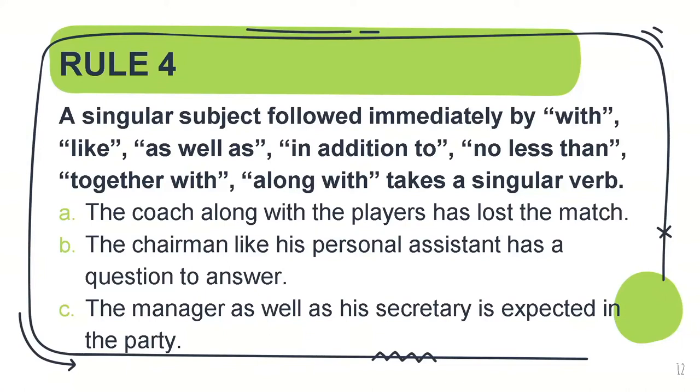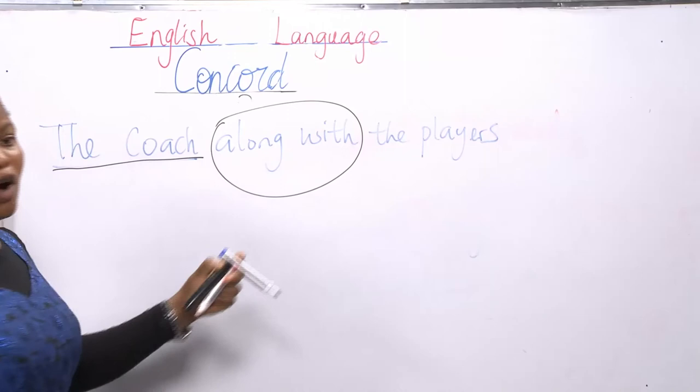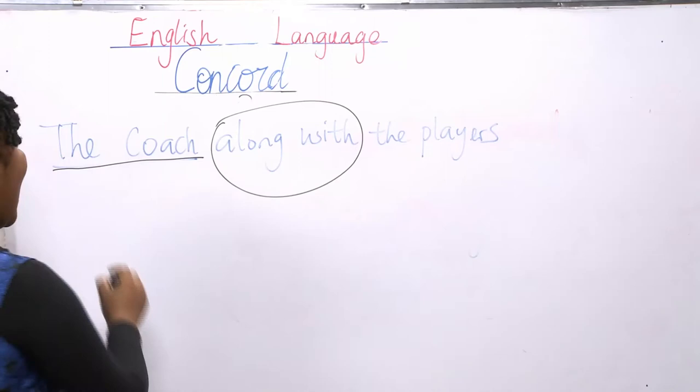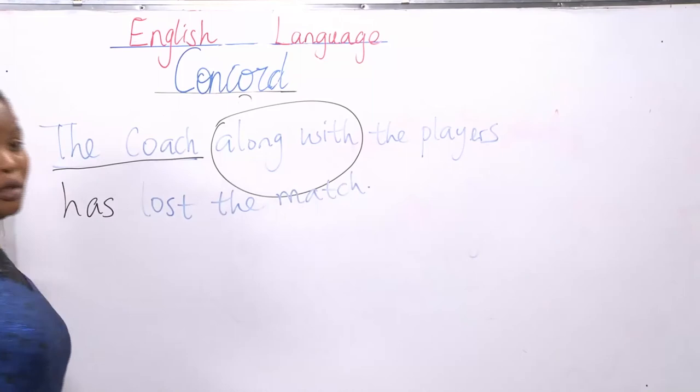For instance, the coach along with the players. Now, the coach. Because we have used along with here, it has to be followed by a singular verb. So we say the coach along with the players has lost the match. This wouldn't be have.